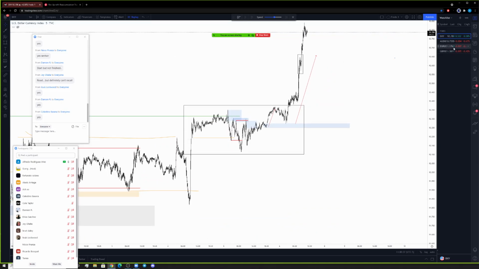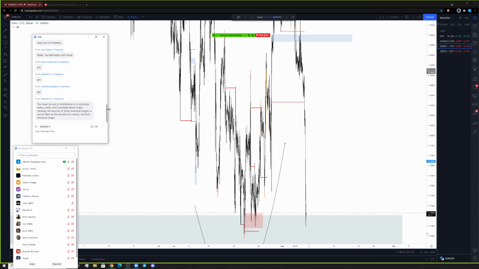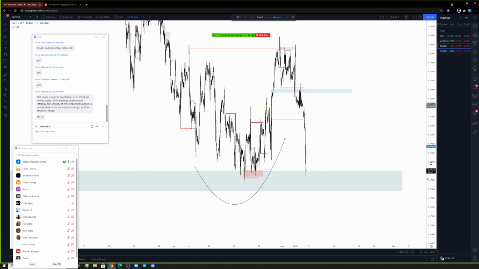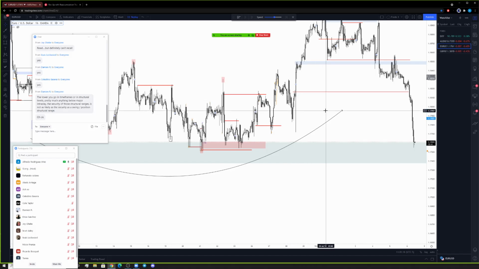That's all it is. Right, so moving to EU. The lower you go in time frames on structural levels, pretty much anything below major intraday, I would say anything below minor intraday, I would say minor intraday, because I would say the scalp is primarily for entry. So you see what I mean? With scalp, I'm not trying to be too precise, because even though price is fractal, price is not 100% efficient. That is the reason why you see these wicks here. For example, you could blame it on news, but that just shows that price isn't 100% efficient, meaning that order flow is not 100% efficient.